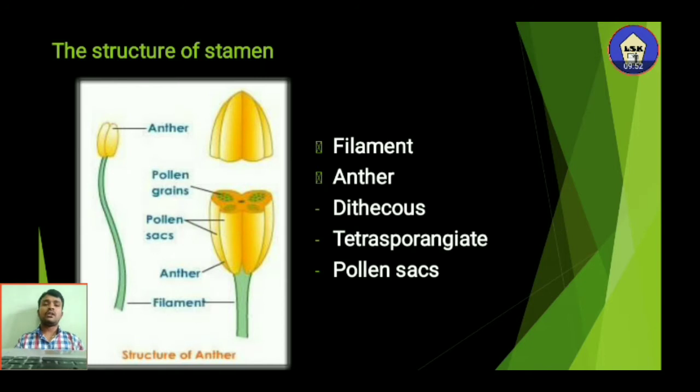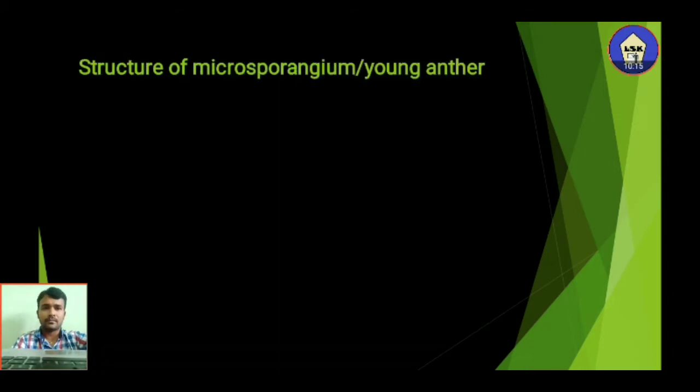During maturation, the cells of these sporogenous tissues undergo meiotic division, which leads to the formation of pollen grains. At that stage, there will be the formation of a chamber within the anther. Such chambers consisting of pollen grains or microspore tetrads are called pollen sacs. So within these pollen sacs, the pollen grains will be there.